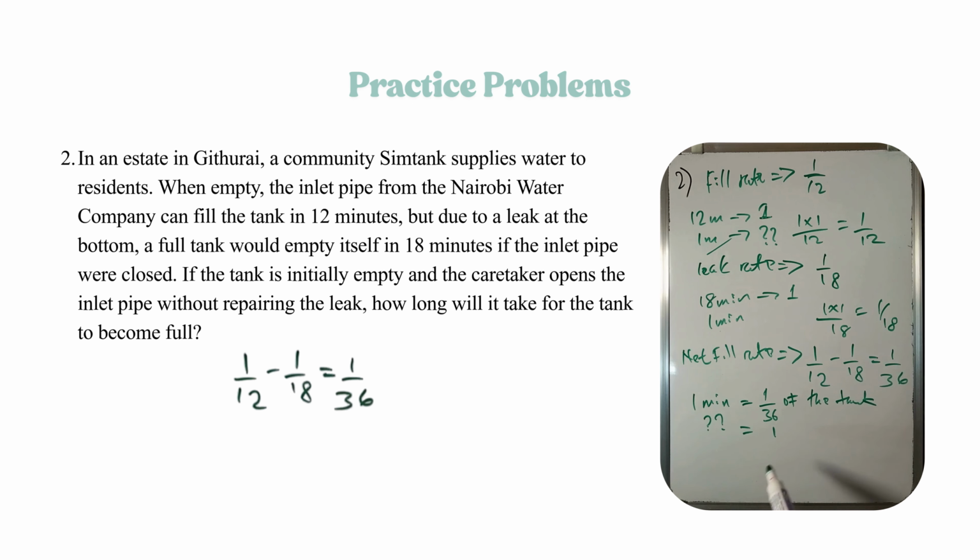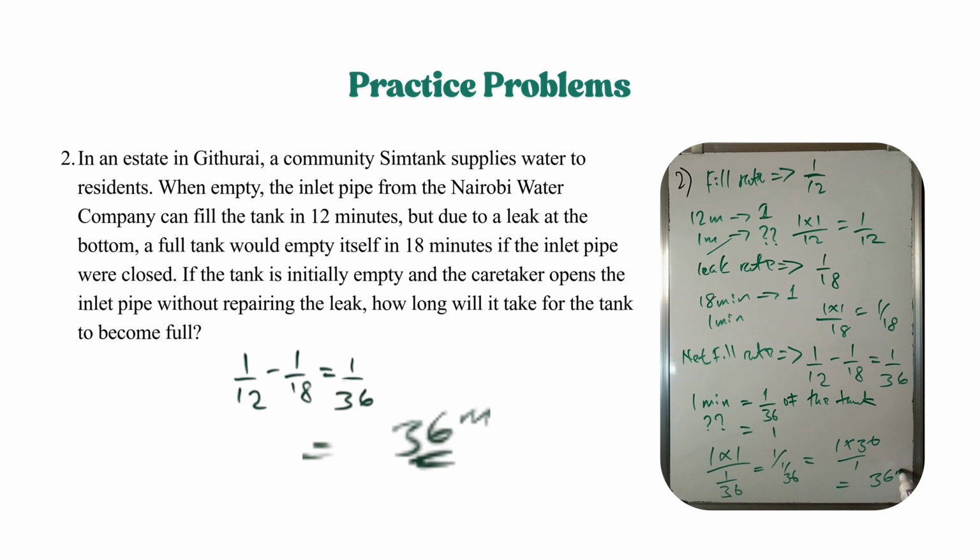Now we just cross multiply. We'll have 1 times 1 over 36. So this will be 1 over 1 over 36, and this will be the same as reciprocating. It will be 1 times 36 over 1, which will give us 36. So it will be 36 minutes.